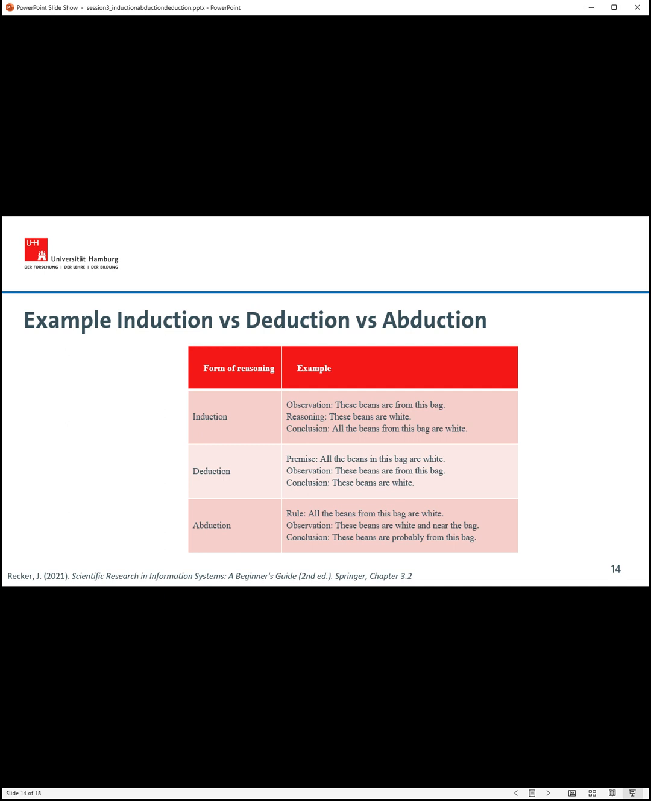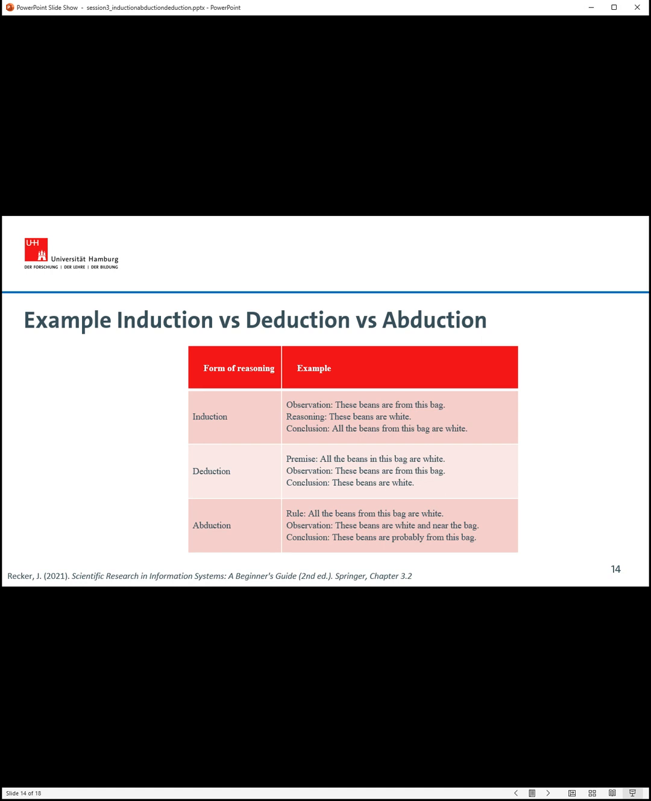So the example is always from the same setting, beans in a bag. And you can see here what the forms of reasoning are. In induction, we would make an observation. There are beans, they're from this bag. We do reasoning. We see that these beans are white. And we offer a conclusion that all the beans from this bag must be white because the ones that we see from this bag are white. So inductively, we could conclude that all beans must be white, including those that we haven't seen yet.